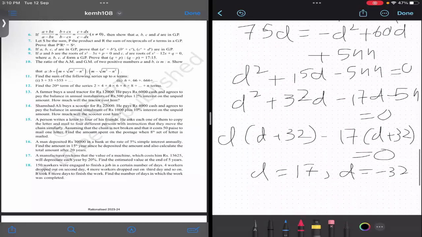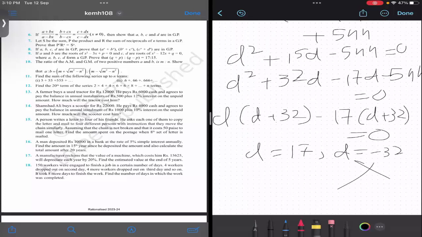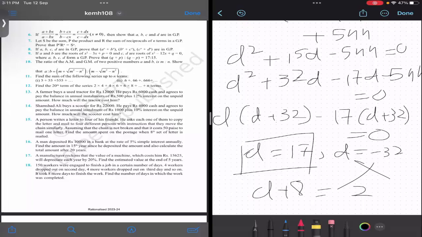Number of days required to finish the project cannot be negative, so we'll reject this value. The number of expected days it would have taken to complete the project is 17. So D plus 8 is the amount of time it actually took, and that is going to be 25, right? That is the final answer.